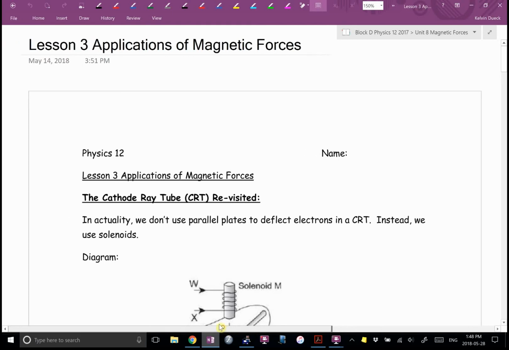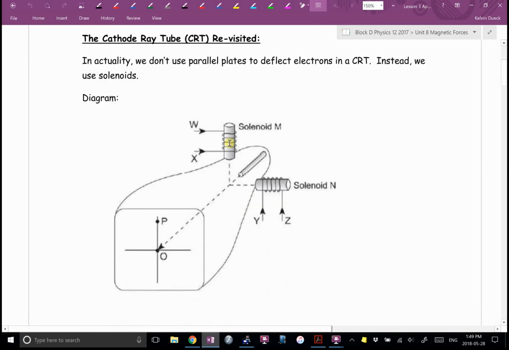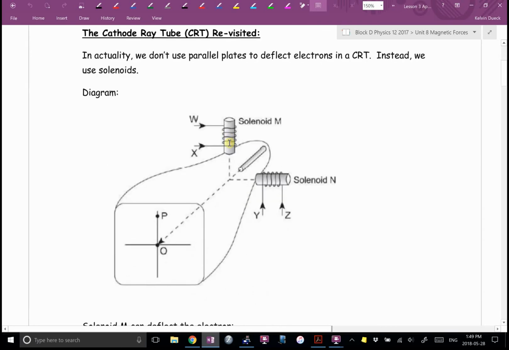Here we go. Lesson 3. Applications of magnetic forces and right-hand rules. One really cool application is revisiting the TV, the cathode ray tube, and I would love to spend more time on it, but I'm going to say, I've got to nuke it right now.